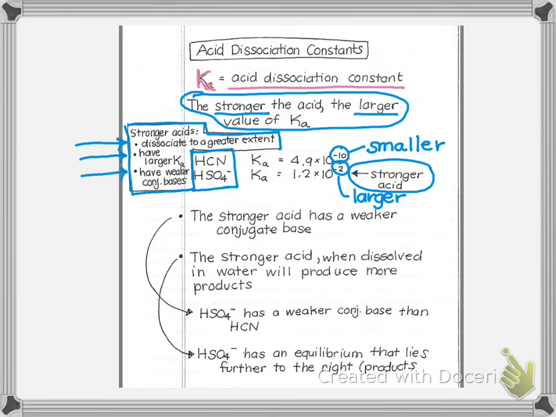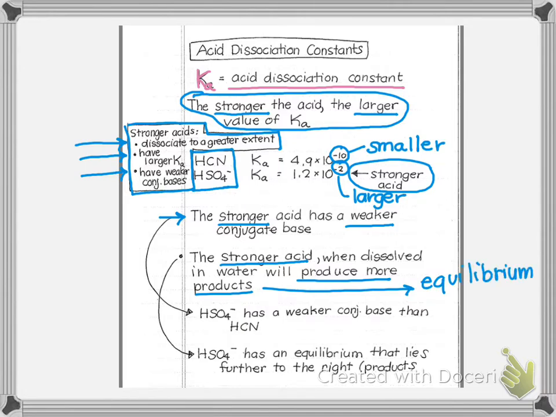So again, to contemplate what it's telling us, the first thing is, the stronger acid has a weaker conjugate base. The stronger acid produces more products. Another way to say that is that the equilibrium will be further to the right. So if we think about a chemical reaction where the reactants are on the left and the products are on the right, a stronger acid produces more products, so it would be further to the right.